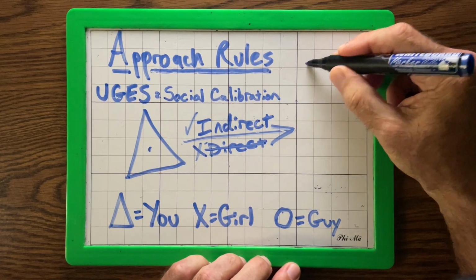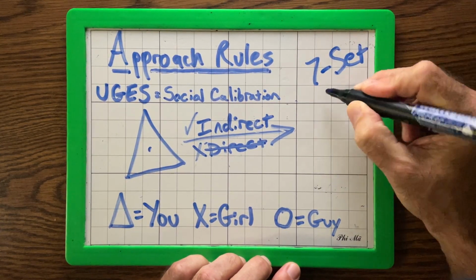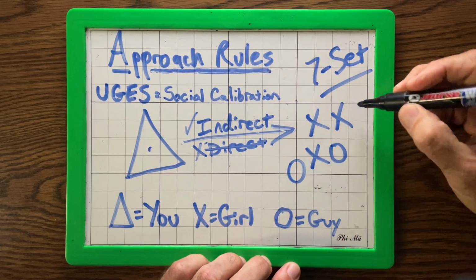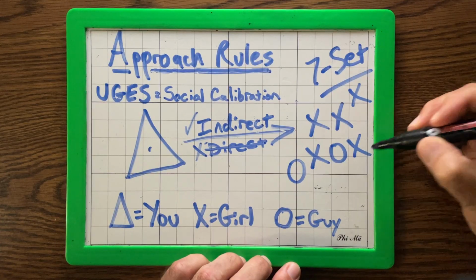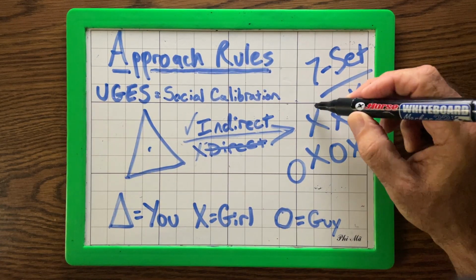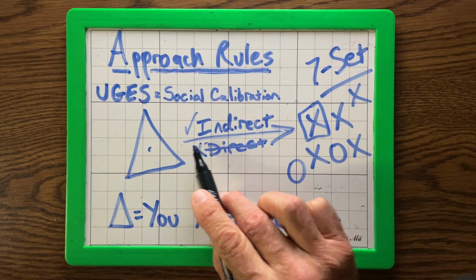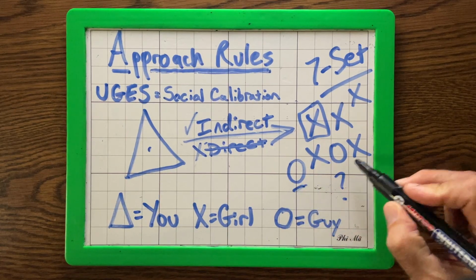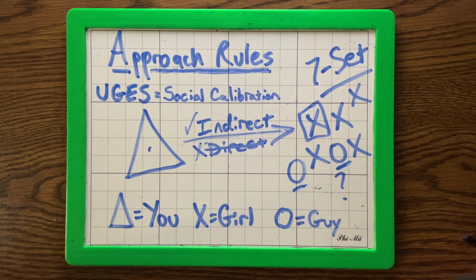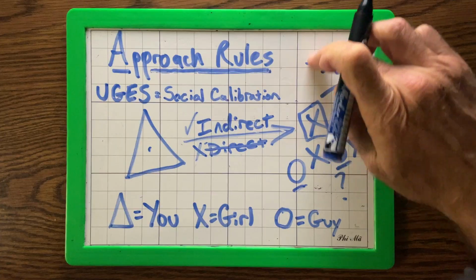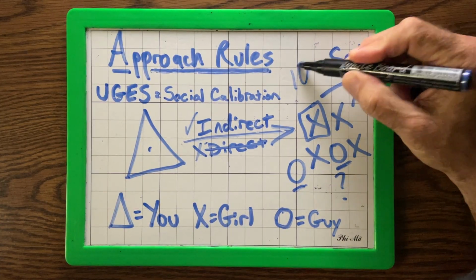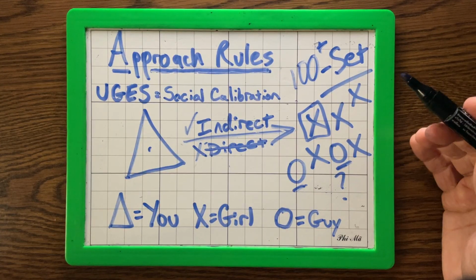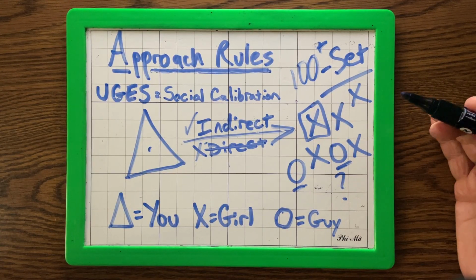Let's say a 7 set. Right? We've got girls. We've got guys. 7. Okay, and let's say you're interested in this girl. We know it's going to be an indirect cold approach. Who do we open? Either of the 2 men. Right? This same method can continue on up from 7 until we get to 100 plus. Doesn't matter. If there's a man in the group, you always open the man.